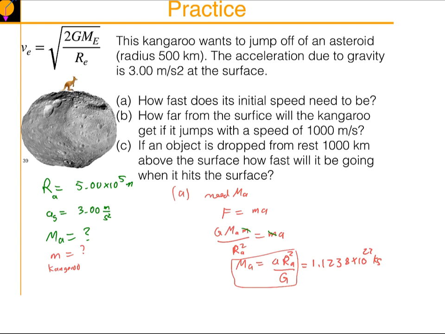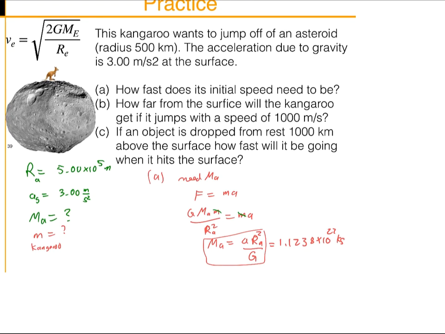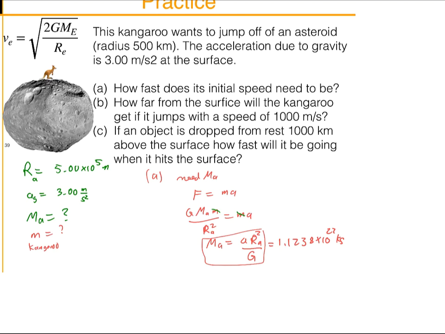So now that I have the mass of the asteroid, I can calculate the escape velocity. The escape velocity is the square root of 2G times the mass of the asteroid over the radius of the asteroid. So I'm going to plug in for the mass of the asteroid using that equation there, 2G, and the mass of the asteroid is a r squared over G. This has an r. You notice that some of the stuff goes away here. That cancels out one of those.